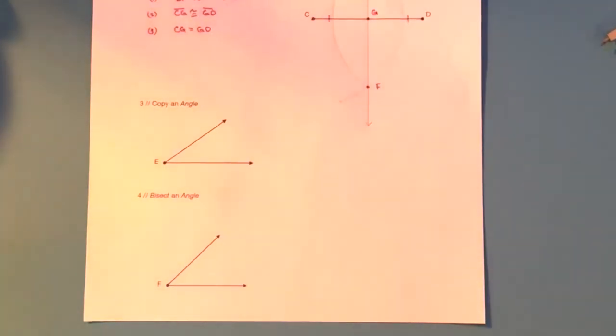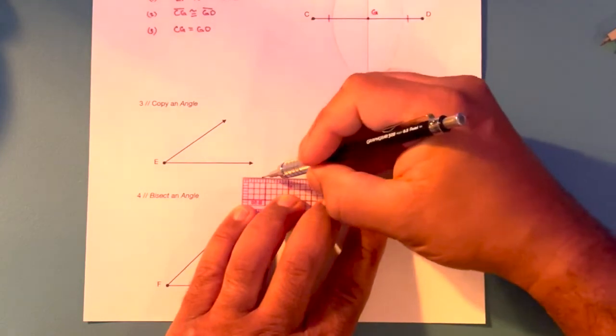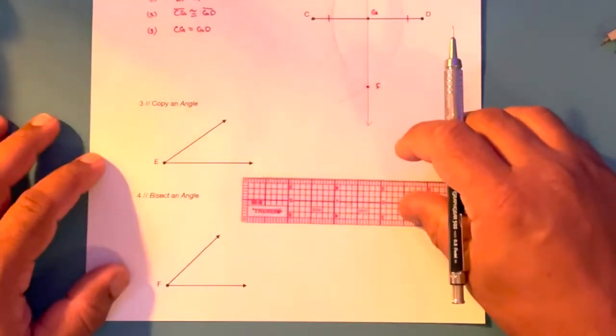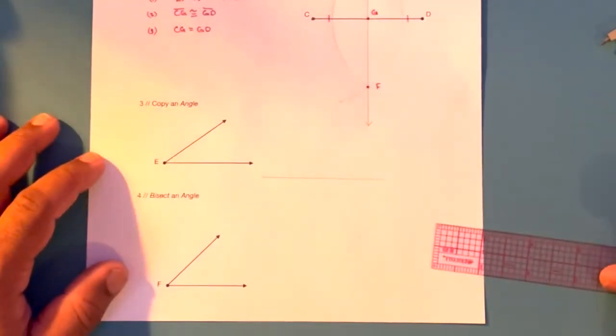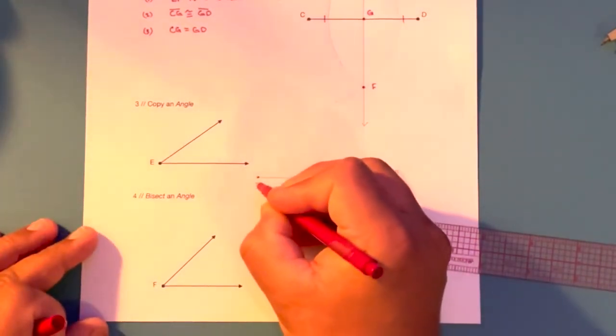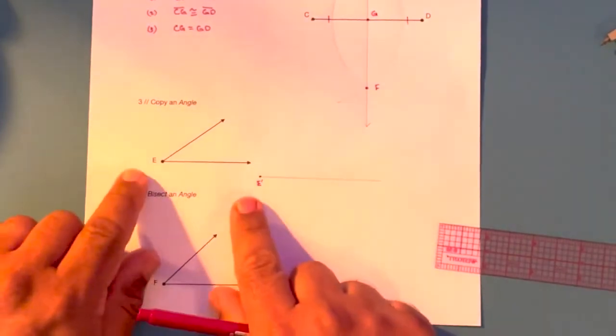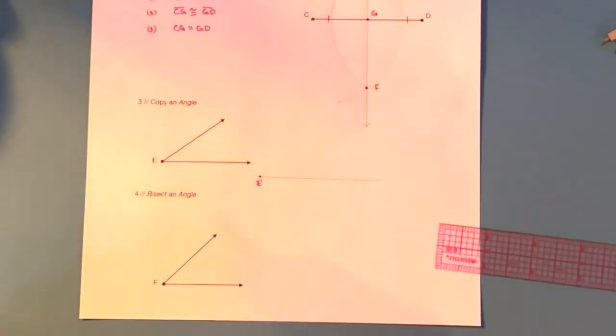angle. And we're going to start off like we were copying a segment. We're going to draw a line off to the right that is clearly longer than our original. I'm going to label this now. So we're going to call this E prime, just so that we know we're copying it and they're related somehow, but they're not the exact same thing.